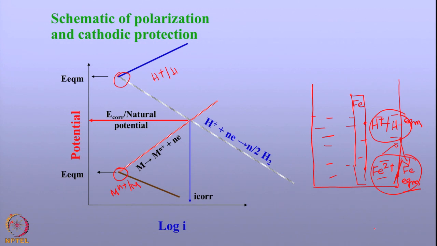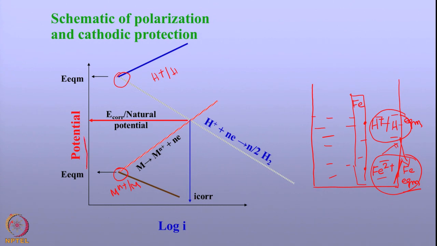In this Evans diagram, the equilibrium potentials, in this case of the H plus and H, is given here, and the equilibrium potential of metal ions and metal is given over here. And when the drift takes place, the potential corresponding to the H plus H is moving towards the oxidation of the metal, and the oxidation of the metal moves towards the reduction of other species. When the potential starts moving, the relationship with the current is given here.